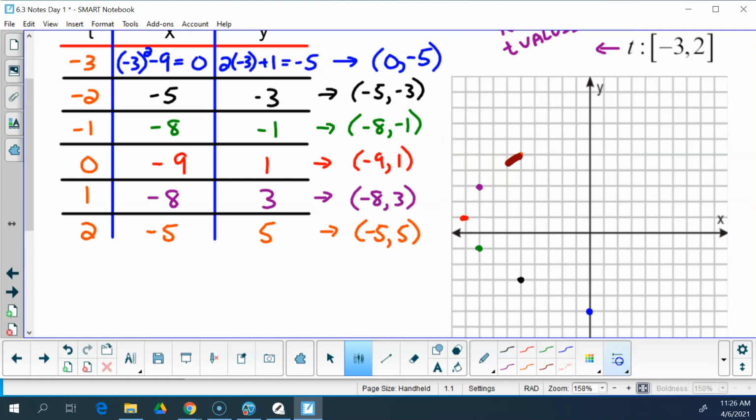But we're not going to go any further than those dots. That's it. We're just taking that slice of the graph.